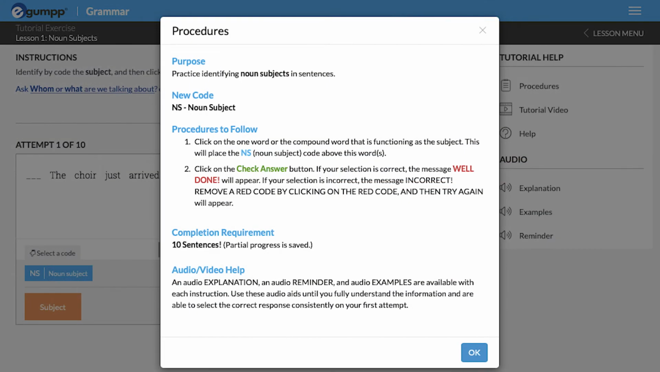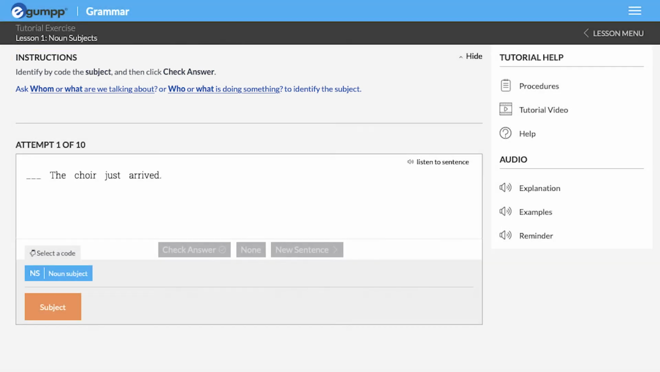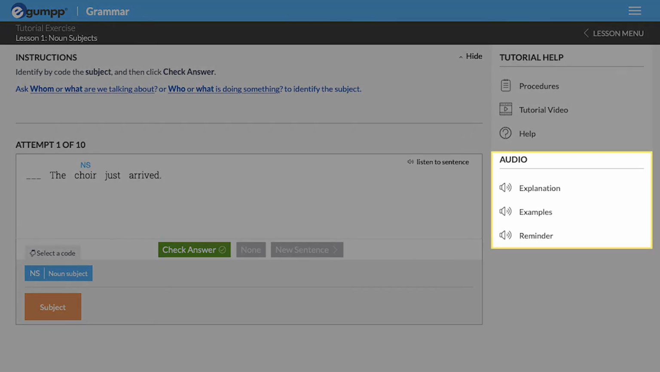After reading the procedures, read the instruction. In Lesson 1, since you must only identify the subject, there is only one instruction. However, starting in Lesson 3 and thereafter, there is an instruction for each word that must be identified in the sentence. With each instruction, use these tutorial aids to help you to identify the required word or words until you can identify the required word or words without them.